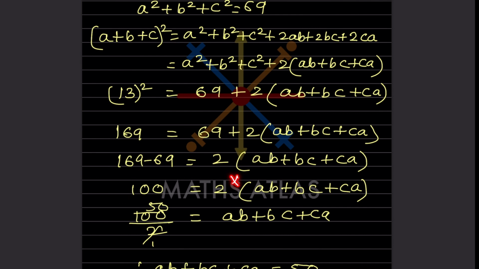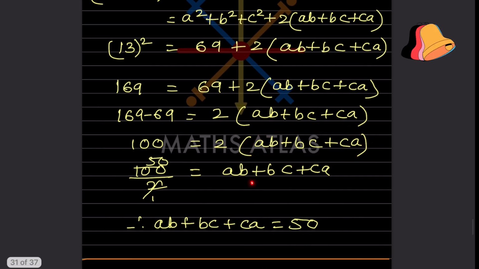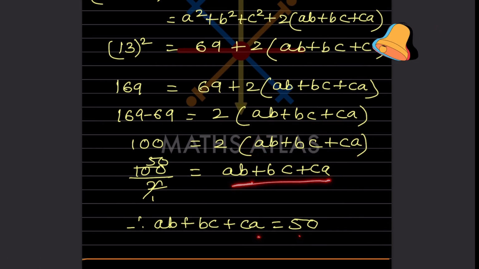So this is actually multiplication. So 2, when it goes here, it is going to get divided. So 100 divided by 2, this is same over here. So this will be ab plus bc plus ca, that is 50. So with this we have completed this question over here.